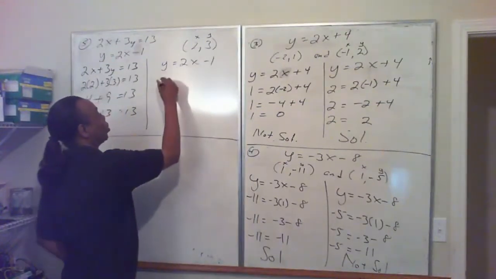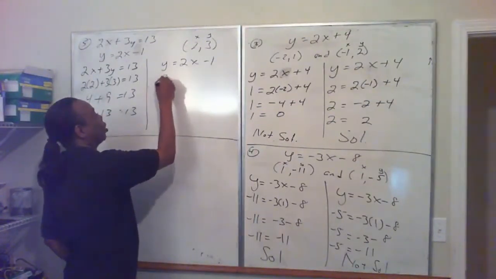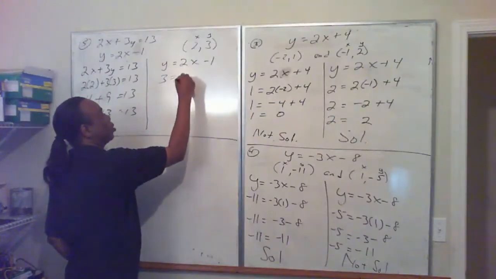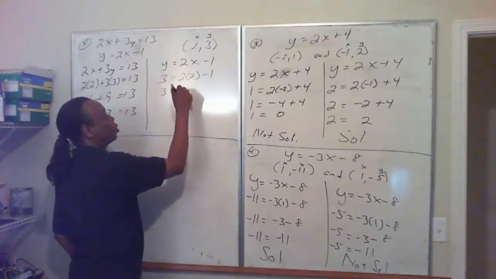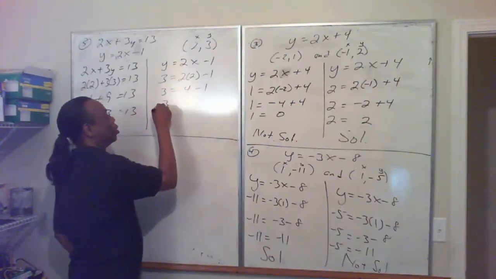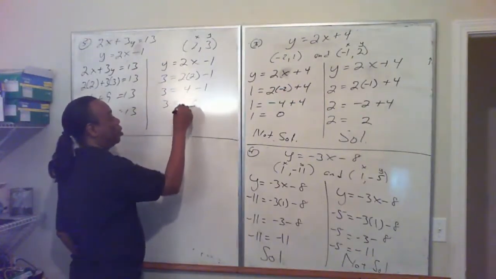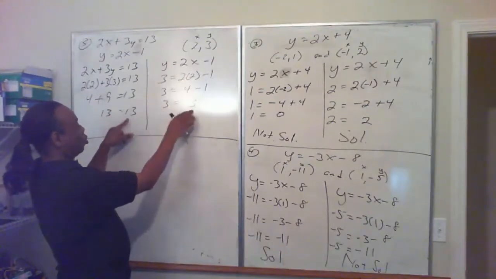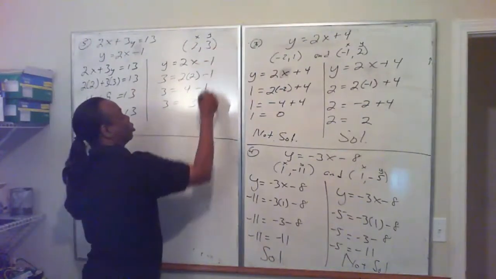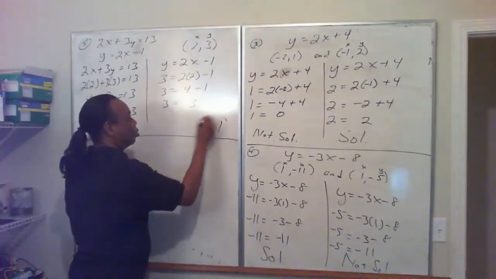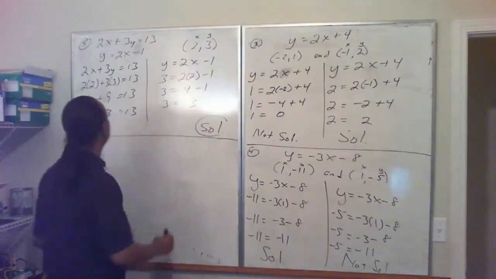So let's put 2 and 3 here. So y is 3, x is 2, and we get 3 equals 2 times 2 is 4, minus 1. 4 minus 1 is 3. And so since we have 2 truths here, this right here is a solution. Okay, that was a solution.